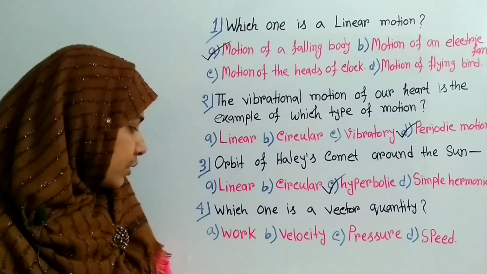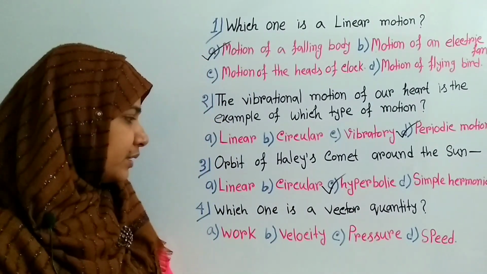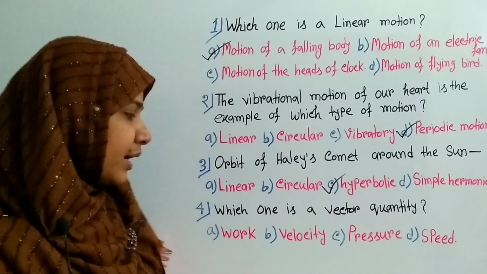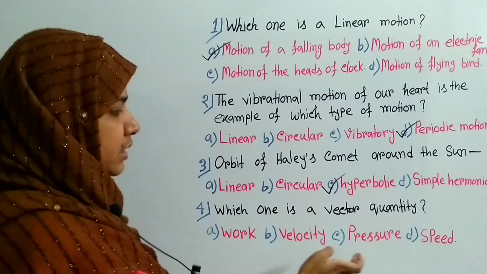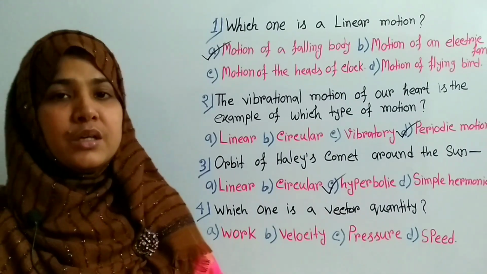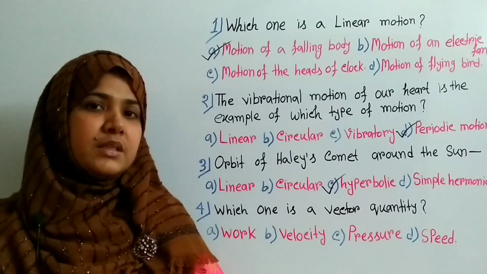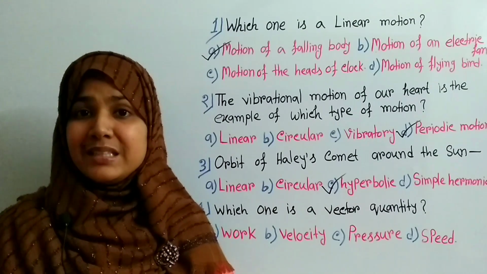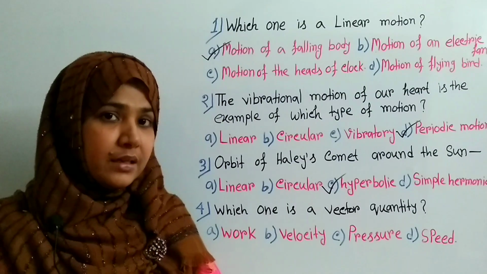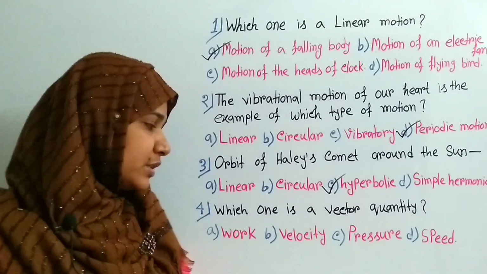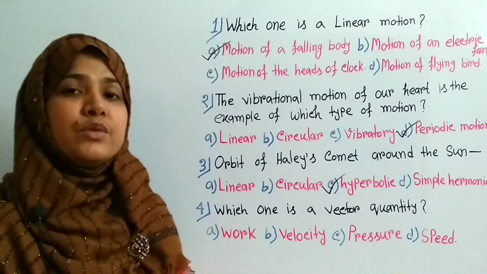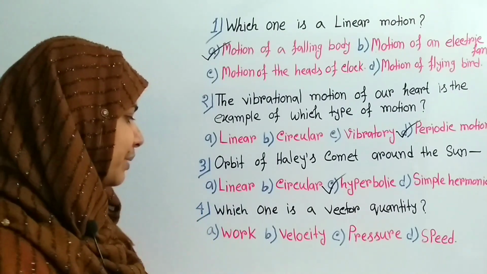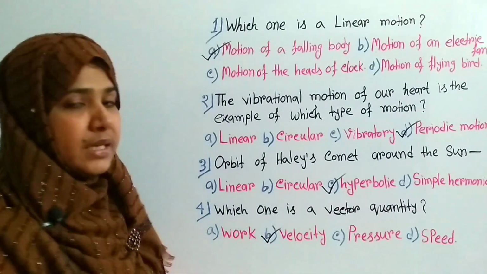Now question 4. Which one is a vector quantity? Here the given options are work, velocity, pressure, speed. You know that vector quantity means the quantity which needs both magnitude and direction to express, and we know that velocity means the distance traveled per unit time in a specific direction. So we can say that option B is our right answer.